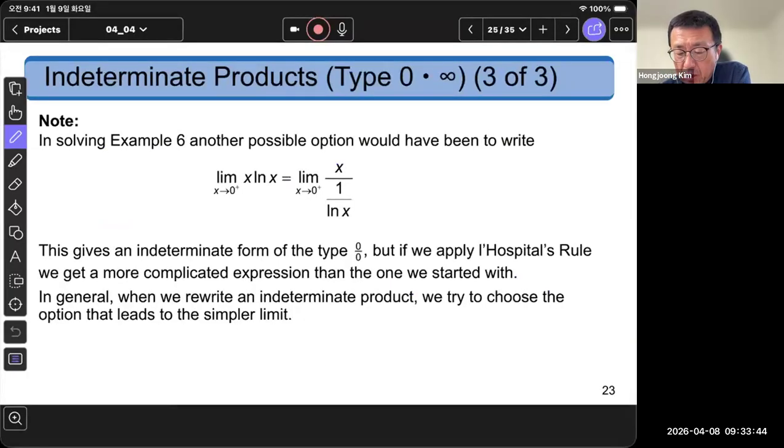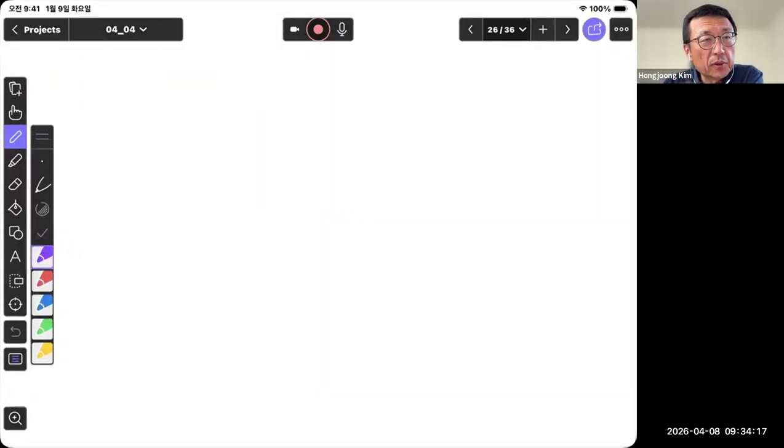Now, if you want to move this log x to the denominator using its reciprocal, it is more complicated to differentiate. I mean, the denominator is a little bit complicated to differentiate. So that's why I moved x instead of log x to the denominator. But either is fine. Before we consider the next one, let us consider some examples.